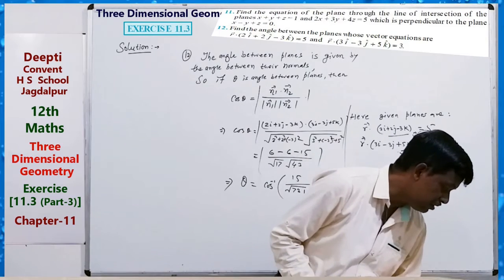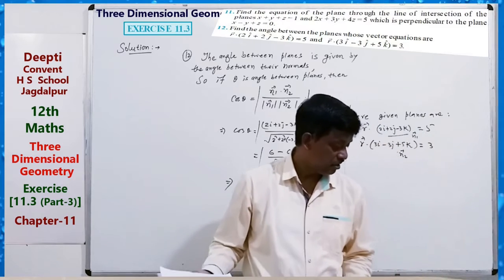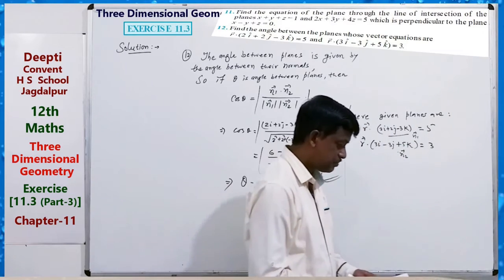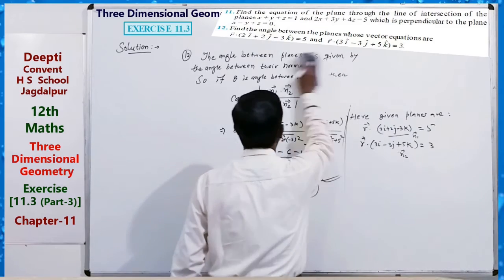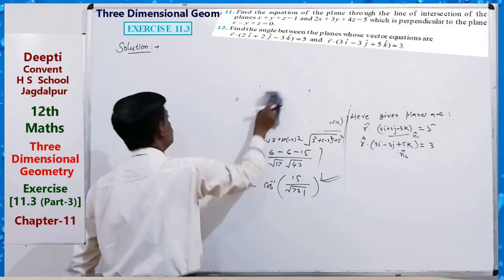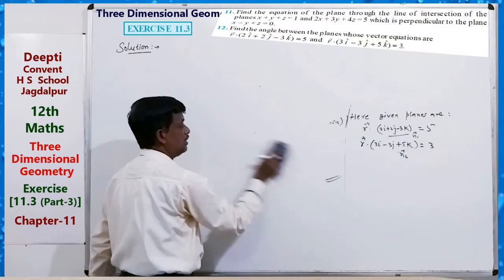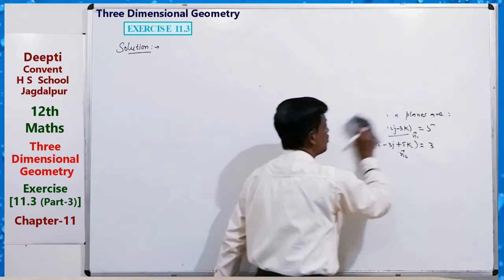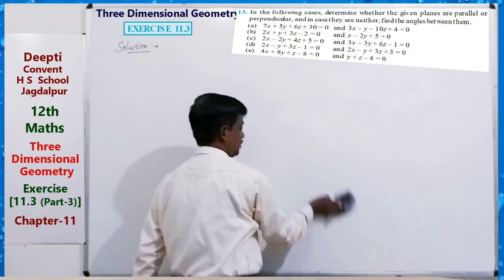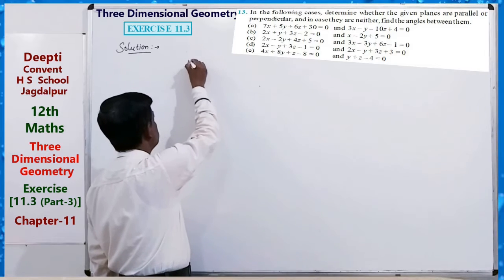The 13th question. In the following, determine whether the planes are parallel or perpendicular. In case they are neither parallel nor perpendicular, then find the angle between them. All the planes are given in Cartesian form. We know in Cartesian form, the angle between two planes is given by the angle between their normals.